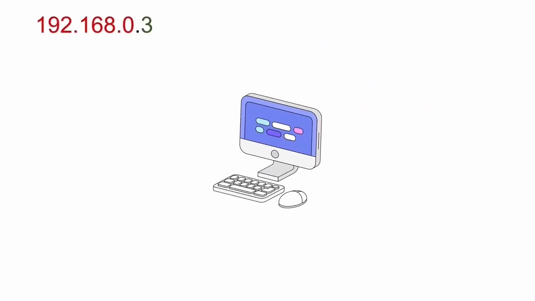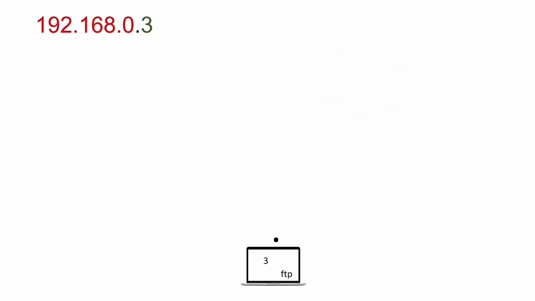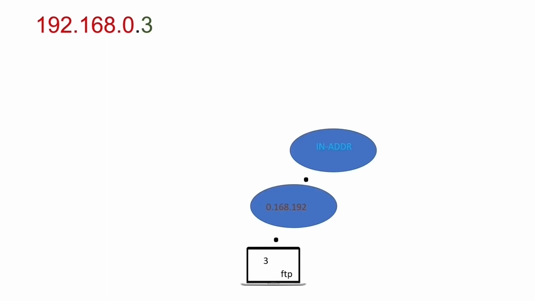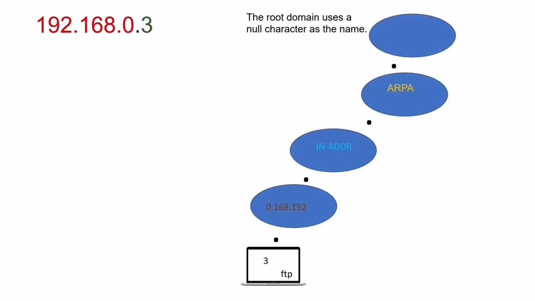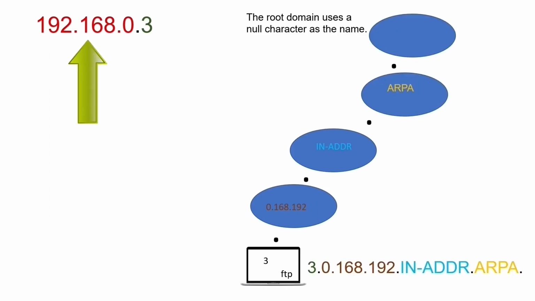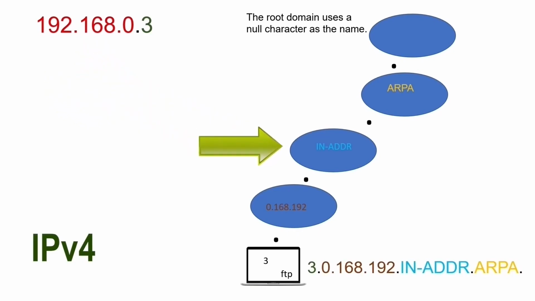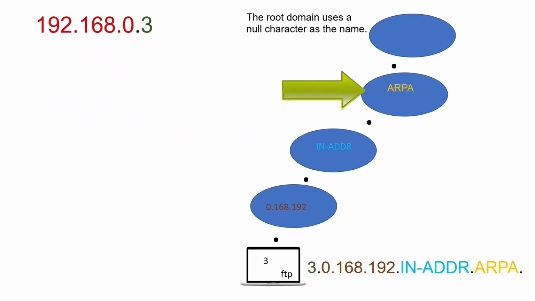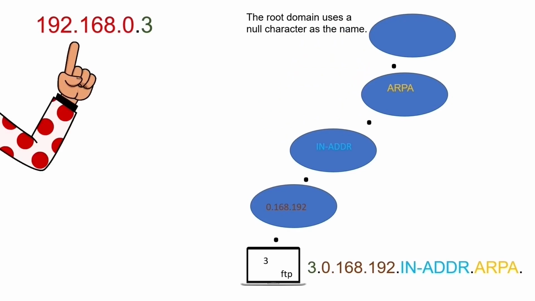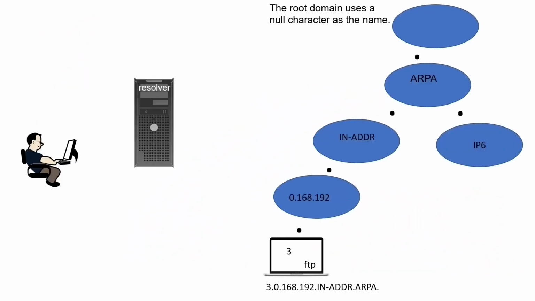The DNS system uses fully qualified domain names. A fully qualified domain name includes all parent domain names. To convert this address into the fully qualified domain address, we need to write its parent domain's name with it. 192.168.0.3 is an IP4 address. The parent domain of IP4 addresses is in-addr. The in-addr domain is the child of the ARPA domain. The ARPA is the child domain of the root domain. Because of this, the fully qualified domain name of the IP address 192.168.0.3 will be 3.0.168.192.in-addr.arpa.